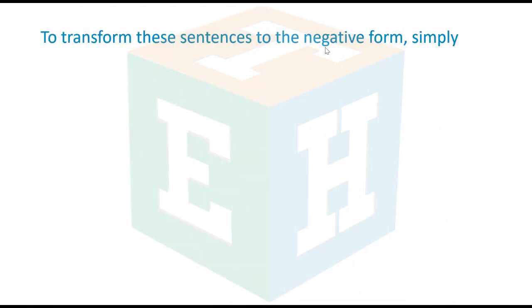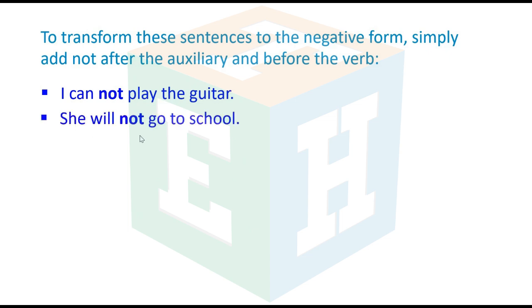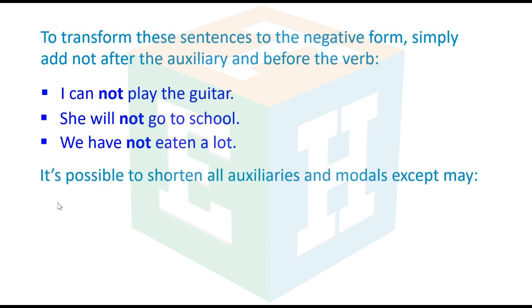To transform these sentences to the negative form, simply add not after the auxiliary and before the verb. I cannot play the guitar. She will not go to school. We have not eaten a lot.